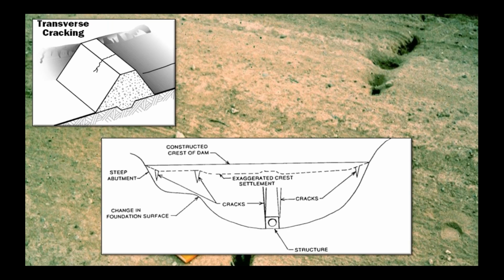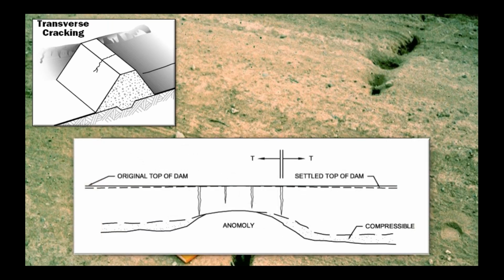The other reason for transverse cracks is you could have anomalies or changes in the foundation and differential settlement, and that will cause stresses in the soil and cause the cracks to develop. Here's a classic example where in the foundation you may have a bedrock that comes up and then dips down. So the embankment is more compressible on the left and right sides of this, and then you'll get stress cracks as the embankment tries to bend over this bedrock feature.